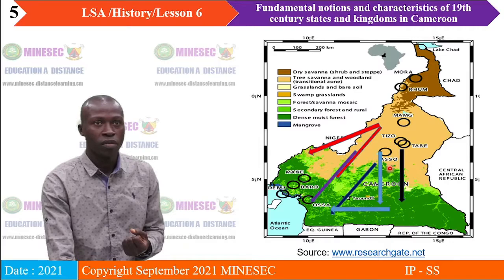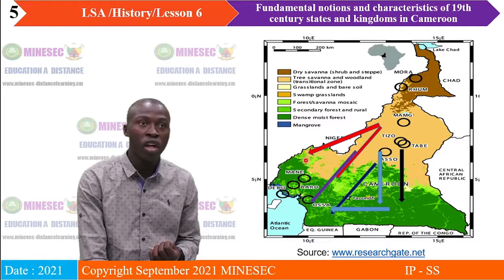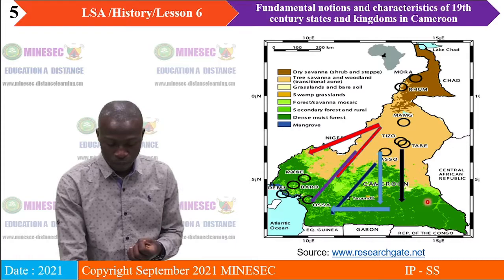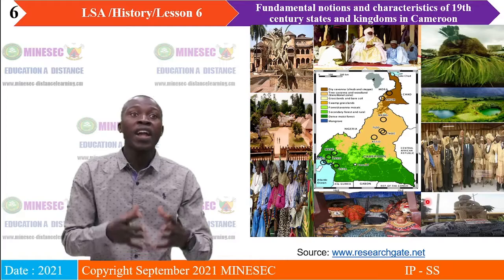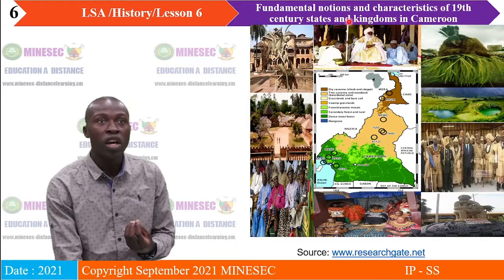These movements resulted in the founding of states and kingdoms, like we talk of the Bakosi in the coastal forest, the Bakwere, the Bamum along the grass field areas, the Nso, the Kom within the grass field areas, as you see my pointer, and others. These states and kingdoms developed very powerful and striking social, political, and economic systems, as we can see being represented in these different cultural aspects.